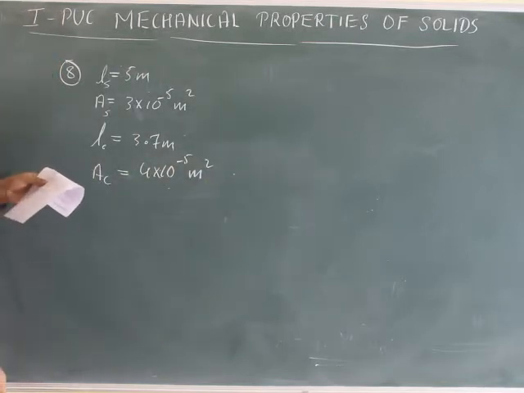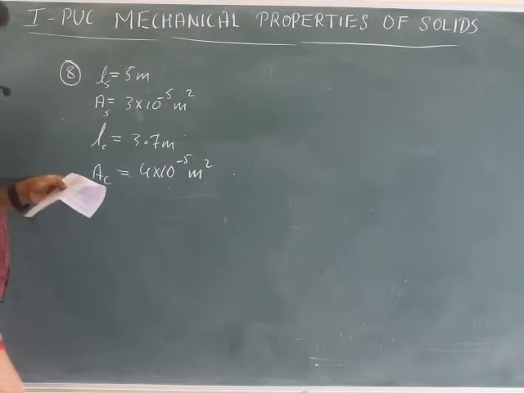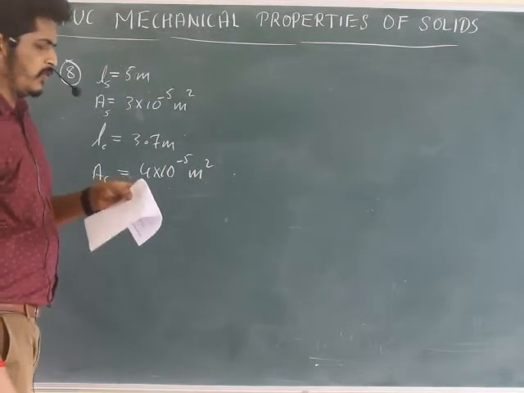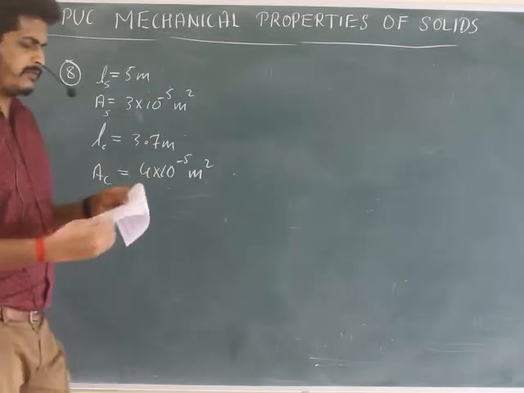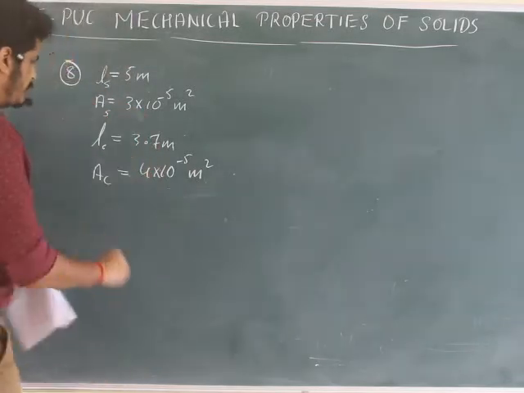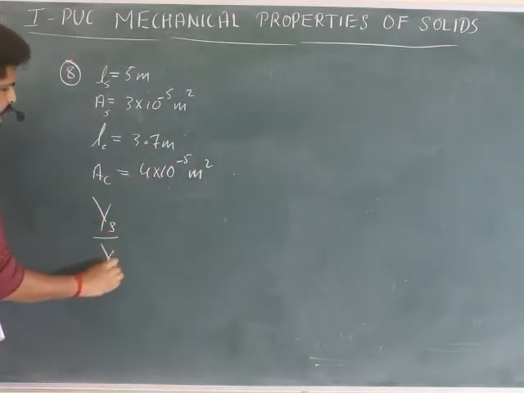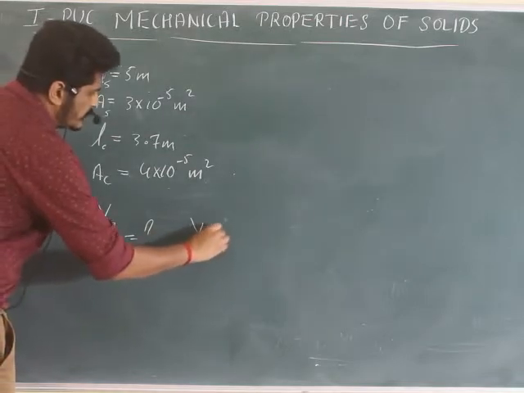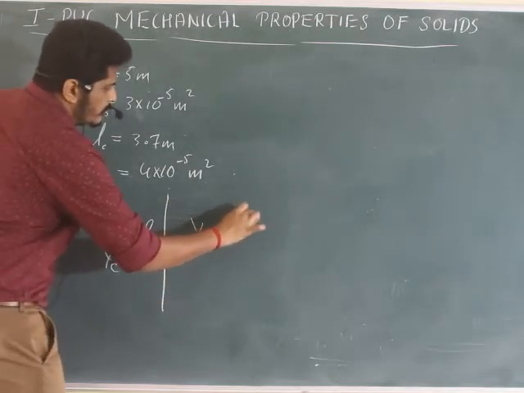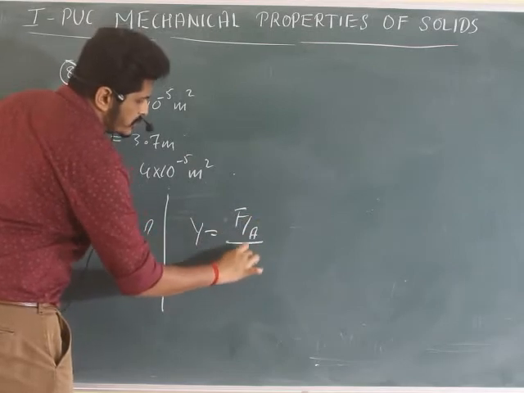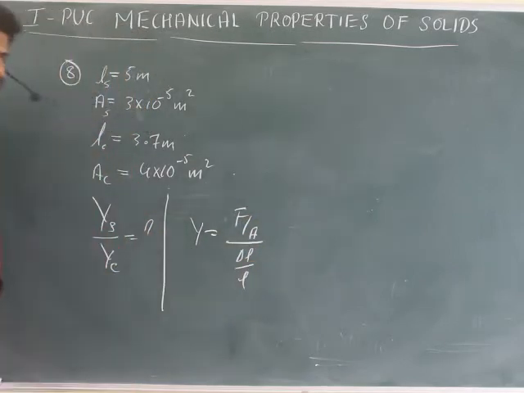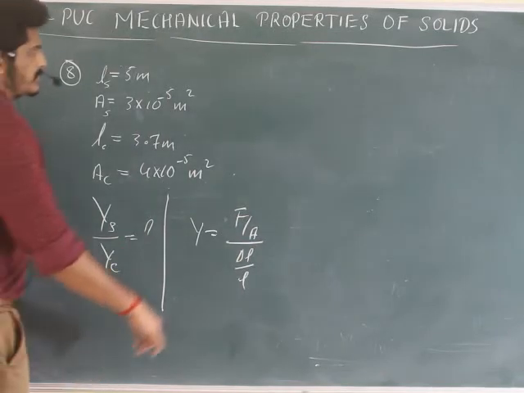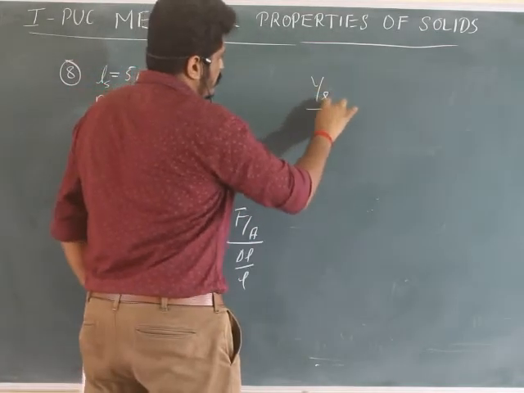Okay. So next, find the ratio of Young's modulus of steel to copper. That means Young's modulus of steel to Young's modulus of copper equal to how much you have to calculate. And of course, you know, what is the formula for Young's modulus? Young's modulus equals longitudinal stress by longitudinal strain, that means delta L by L. So hope you remember this formula. So I'll just directly substitute this, steel by copper.